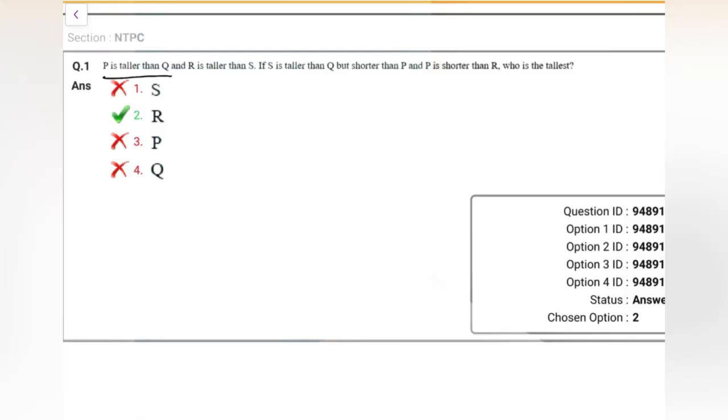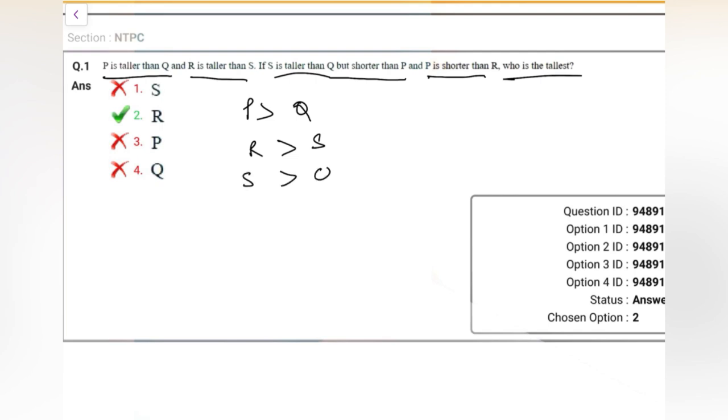P is taller than Q and R is taller than S. If S is taller than Q but shorter than P and P is shorter than R, who is the tallest? Here they have given P is taller than Q and R is taller than S and S is taller than Q but shorter than P and P is shorter than R.